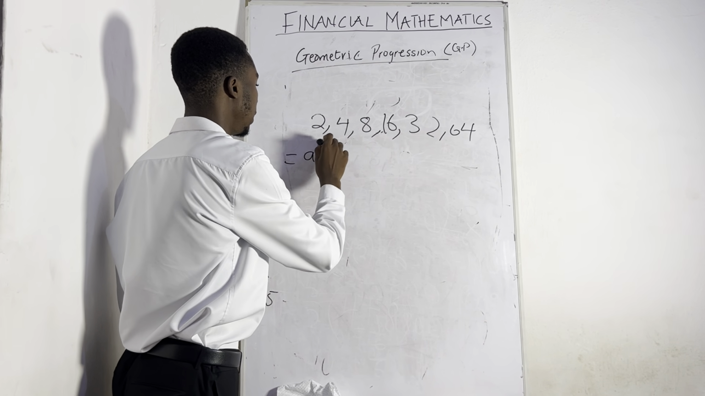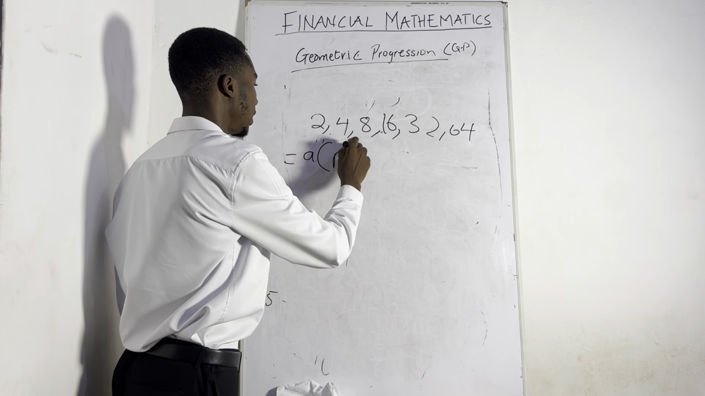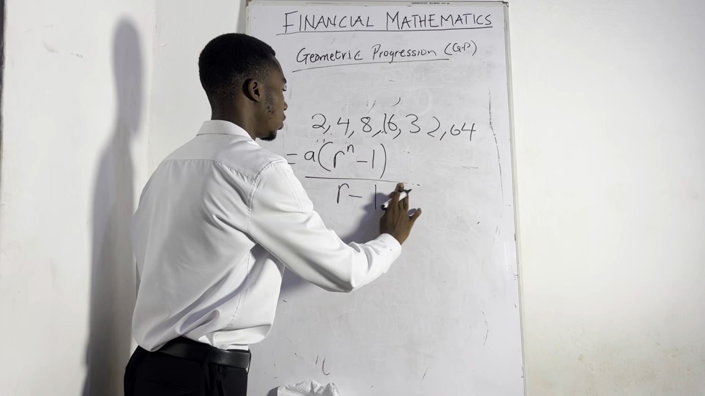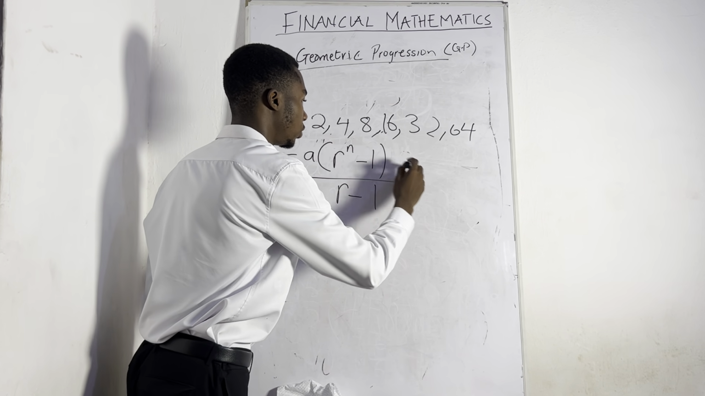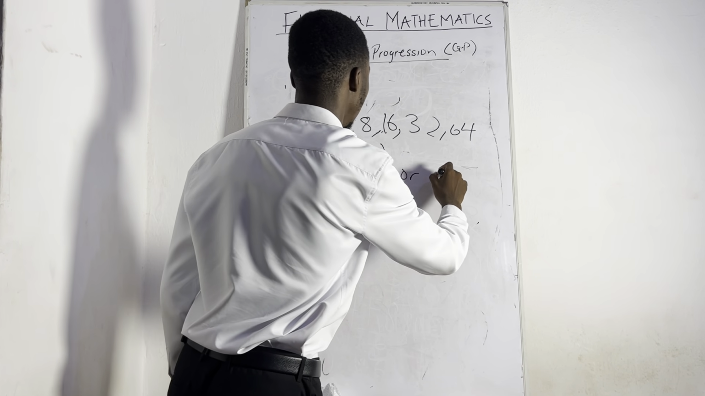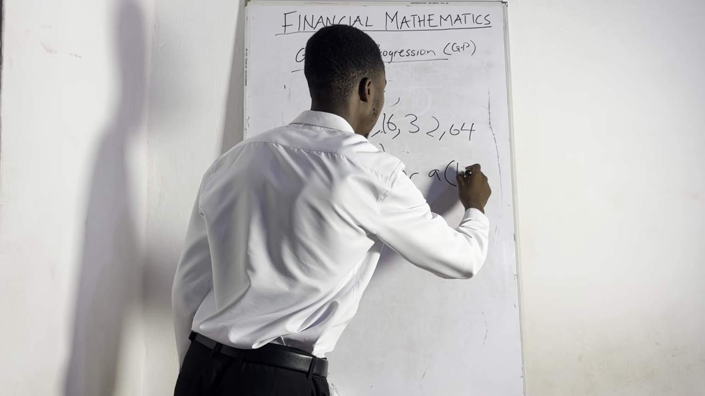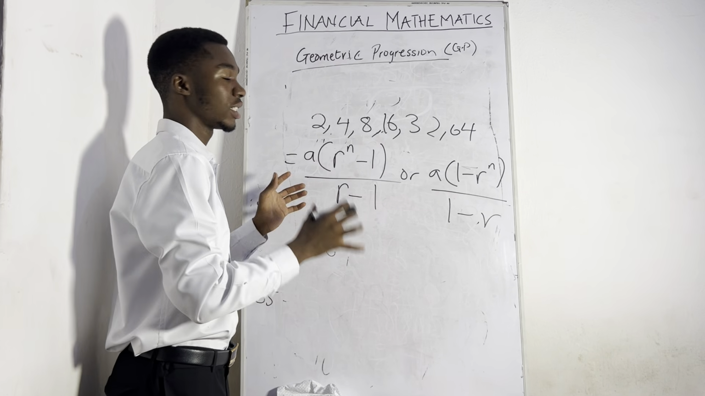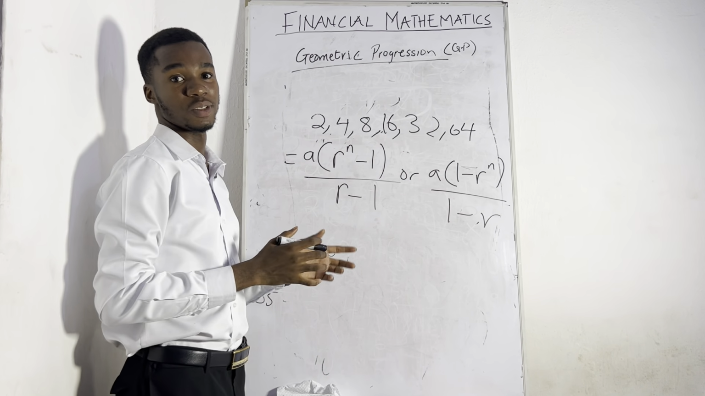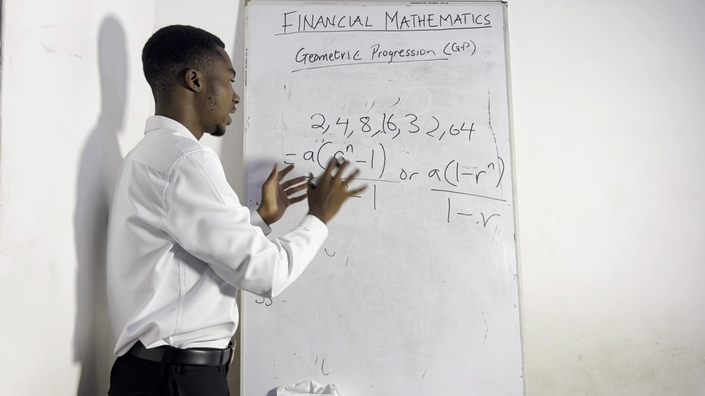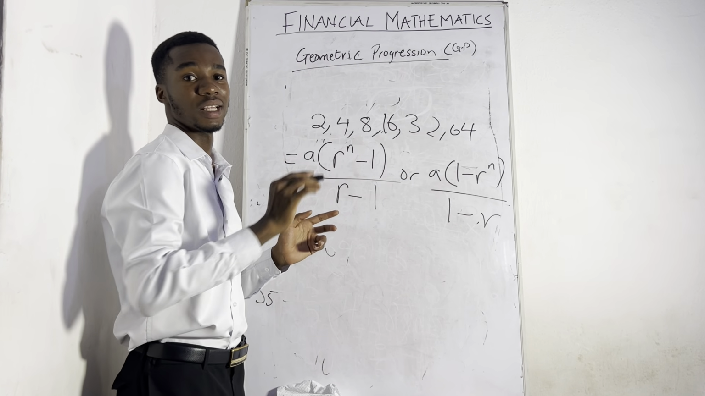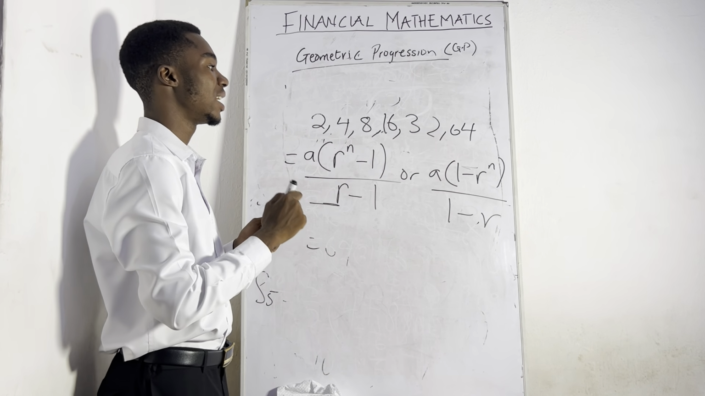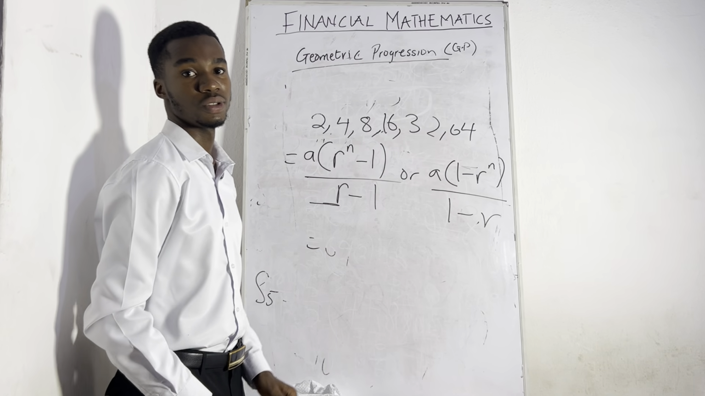Assuming you want to find the sum for all these 6 terms, the formula is A into brackets R exponent n minus 1 over R minus 1. Or you can bring the R to this side: A into brackets 1 minus R exponent n over 1 minus R. This is the formula you use if you want to find the sum of the terms of a geometric progression specifically. If your common ratio is greater than 1, this is the one you use. But if it's less than 1, this is the formula you are going to use. Do you get it?